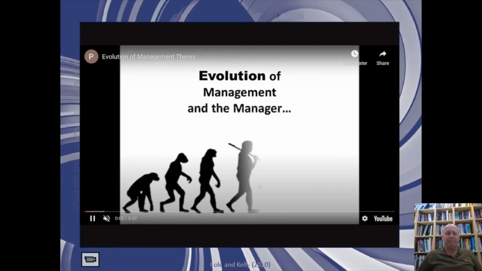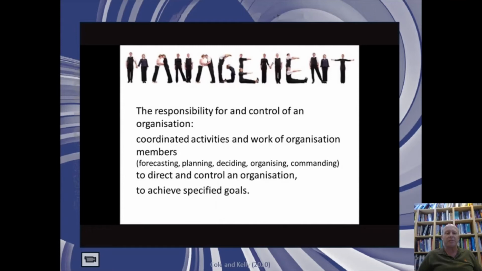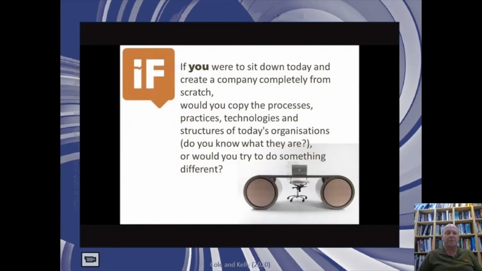So in the main, we want to look at the evolution of management theory. To answer our question, what management is, we need to look at the various theories that evolved throughout the 20th century. But fundamentally, management is, as it outlines on the slide. But a good way to think about management is to think about the following challenge. If you were to sit down today and create a company completely from scratch, from the beginning, how would you go about it? What theories and knowledge would you use?